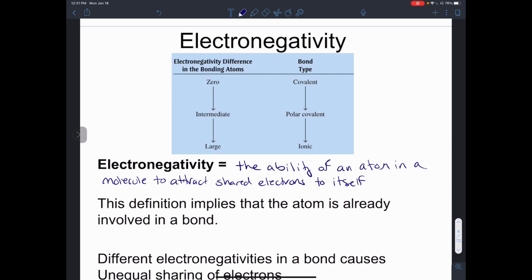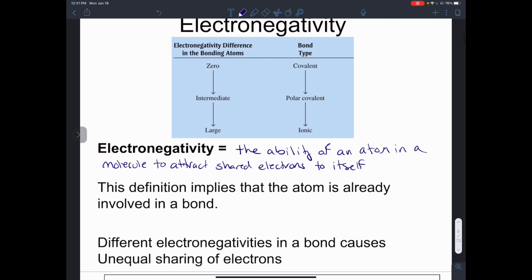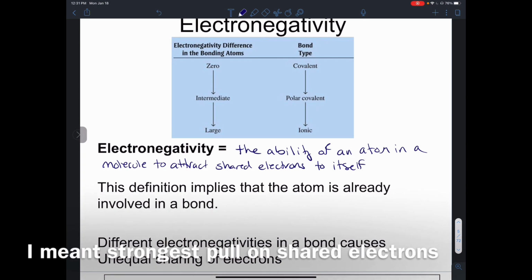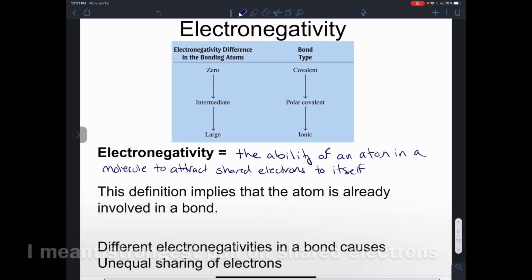Okay, so this definition implies that the atom's already in a bond, right? So if there are multiple atoms in a bond, whichever one has the strongest pull on those shared electrons is the most electronegative atom in the compound. Different electronegativities in a bond cause unequal sharing, okay?